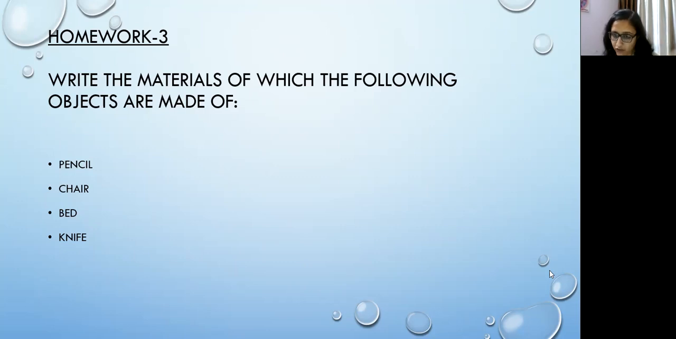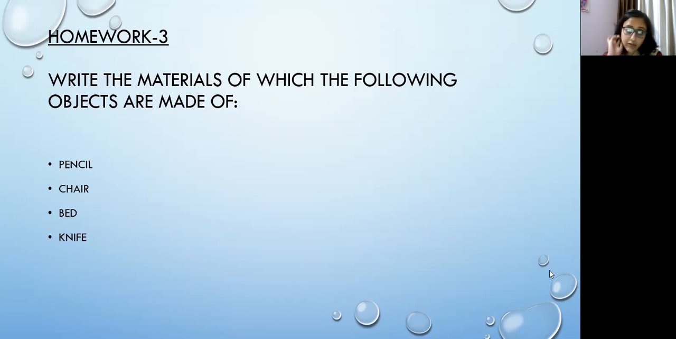So here a list of objects is given to you. And what you have to do is write the materials of which these objects are made of. The first one is pencil. Now you have to write the materials which are used to make a pencil. Similarly, you have to write the materials used to make a chair.